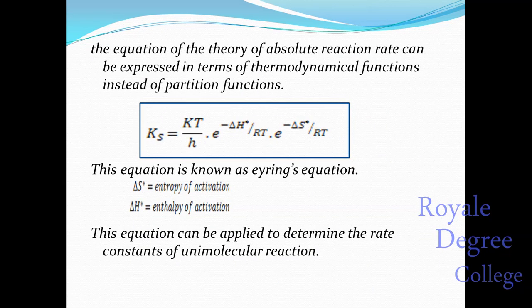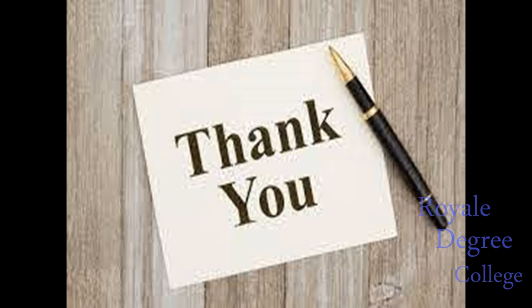Now the equation of the theory of absolute reaction rate can be expressed in terms of thermodynamic functions instead of partition functions. So we can write the equation like this: Ks is equal to kT by h into e to the power minus delta H star by RT into e to the power minus delta S star by R. This equation is known as the Eyring equation. Here delta S star is the entropy of activation and delta H star is the enthalpy of activation. This equation can be applied to determine the rate constants of unimolecular reactions.